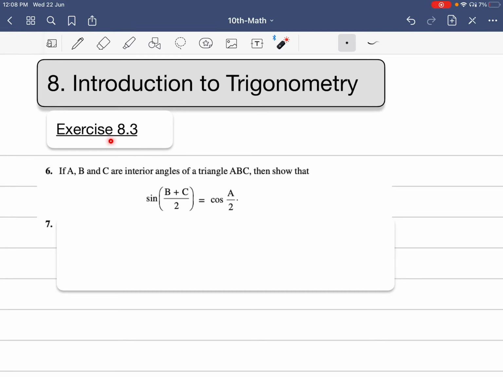So in this video, we are going to see exercise 8.3, problem number 6. Let's read the problem. If A, B, C are interior angles of a triangle ABC, then show that sine of (B plus C) the whole divided by 2 is equal to cos of A by 2.